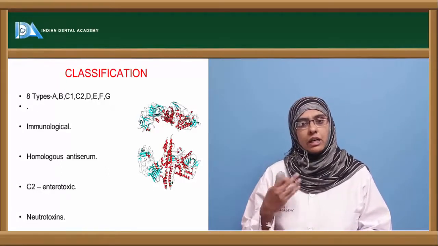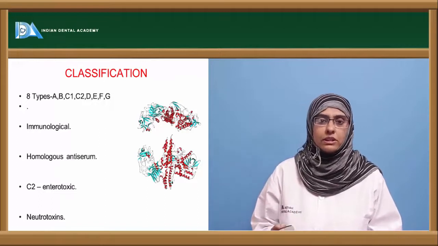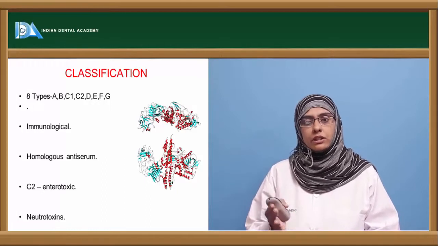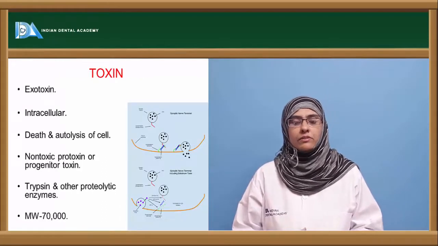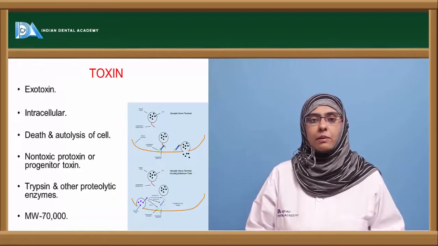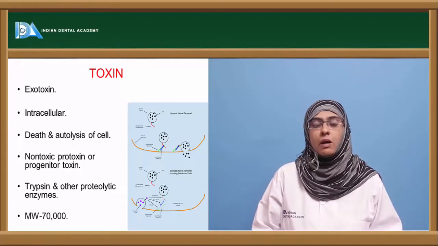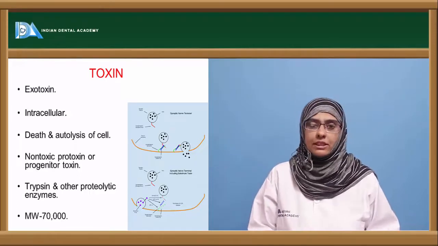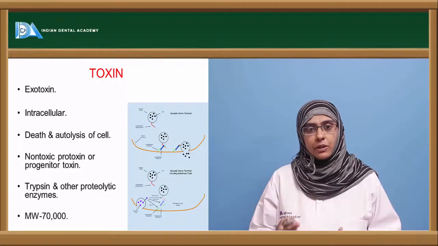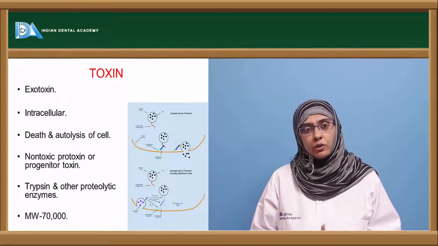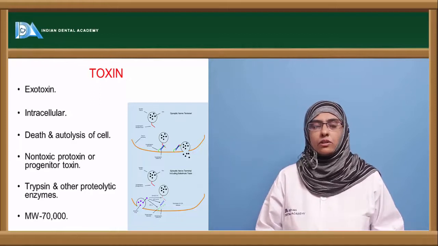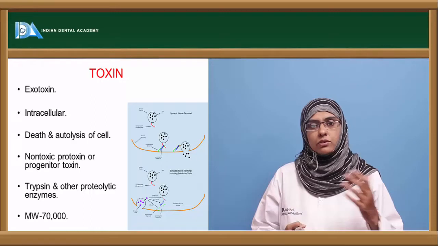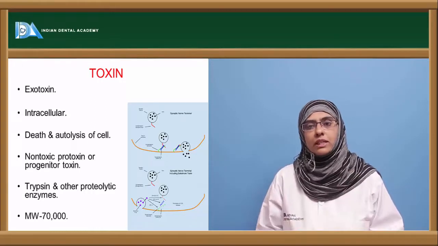Except C2, all other toxins are neurotoxins that affect the neuromuscular junctions, whereas C2 is an enterotoxin. Coming to the toxin, it is a very lethal exotoxin produced by the organism. But unlike other organisms which actively multiply and release the toxin into the medium, this organism produces the toxin intracellularly, and it is only after the death of the organism that this toxin is released into the surrounding media. The death can be either due to exogenous factors or due to autolysis of the cell.